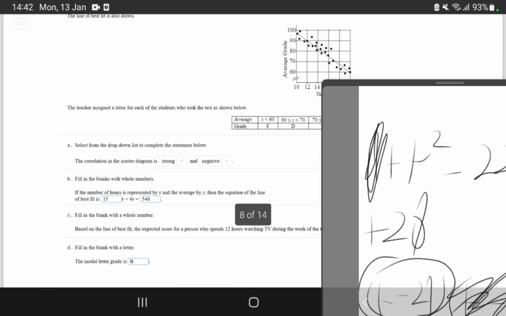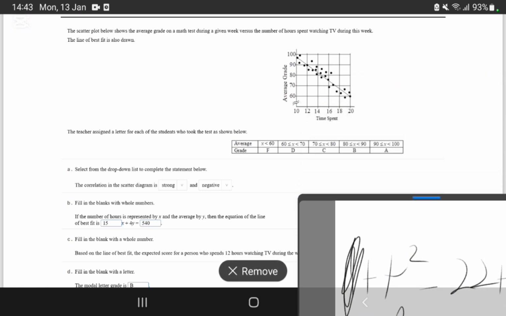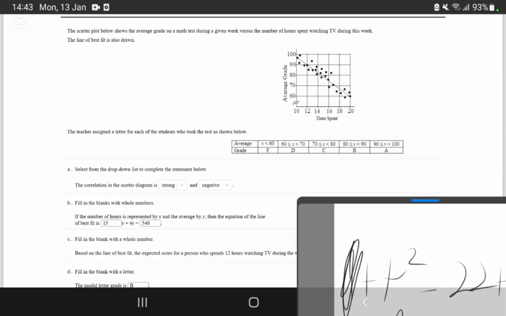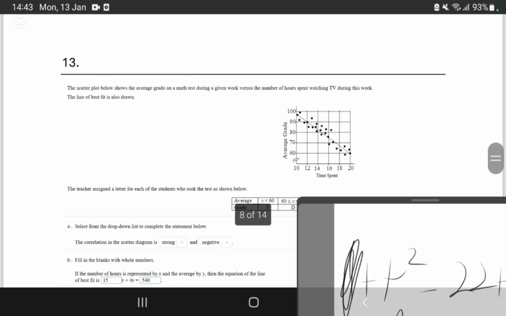Number 13. The scatter plot below shows the average grade on a math test during a given week versus the number of hours spent watching TV during this week. Select from the drop down. The correlation is strong because as you can see, all of the dots are forming a line, and it's negative because it's sloping downwards.